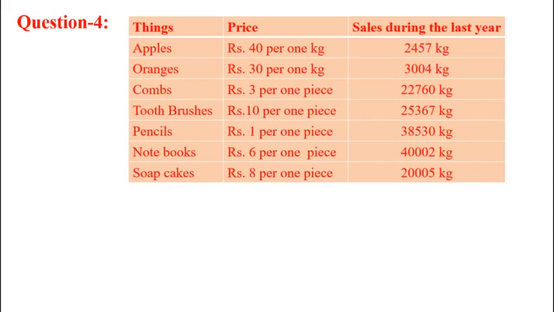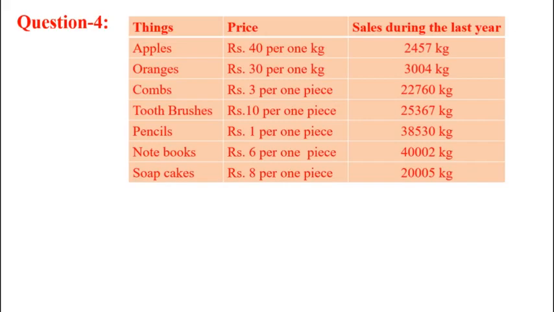So apples rupees 40 per 1 kg, oranges rupees 30 per 1 kg, combs rupees 3 per 1 piece, toothbrushes rupees 10 per 1 piece, pencils rupees 1 per 1 piece, notebooks rupees 6 per 1 piece, and soap cakes is rupees 8 per 1 piece. So the third column shows the sales during the last year.